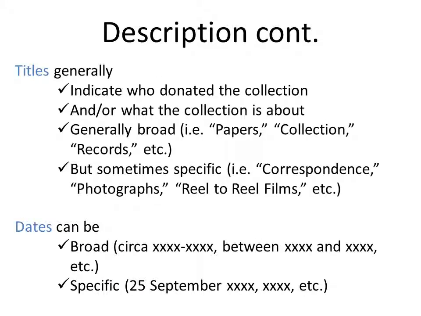Titles generally indicate who donated the collection and or what the collection or who the collection is about. So it might be the Rosalie Smith papers, or it might be the John Wayne collection compiled by John Smith, or it might be XYZ furniture maker business records. And it's probably going to be something broad like papers or collection or records, something like that, unless it's a very finite specific collection. And even then it might be fairly broad if you're just dealing with a collection of photographs.